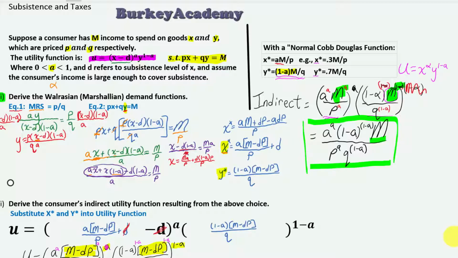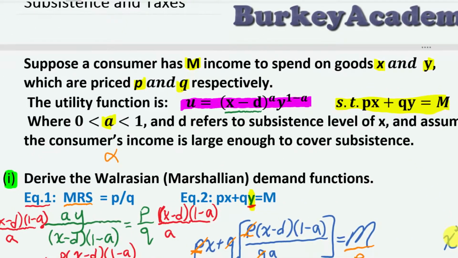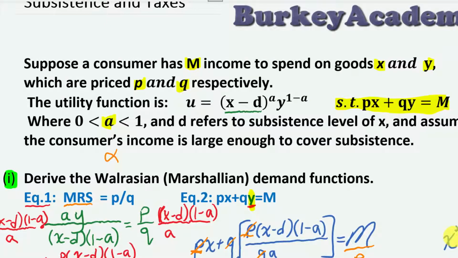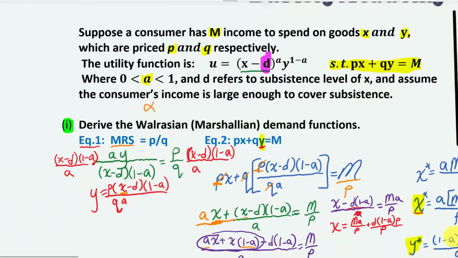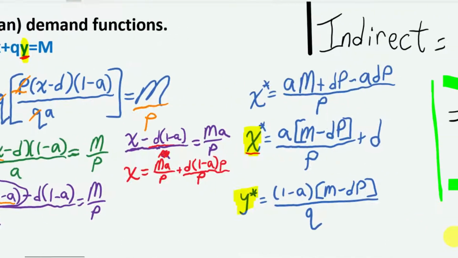What we were working on was this Cobb-Douglas utility function, modified to where we have a minimum level, a subsistence level, D, of the good X, that we have to have in order to survive. So it's like a minimum requirement. And in that video, we solved for the ordinary demand functions, Marshallian, Walrasian demand functions, whatever you want to call them.